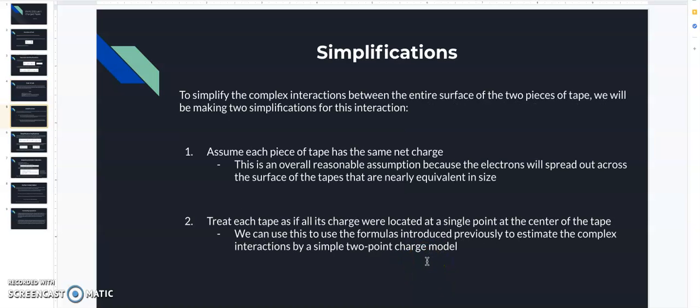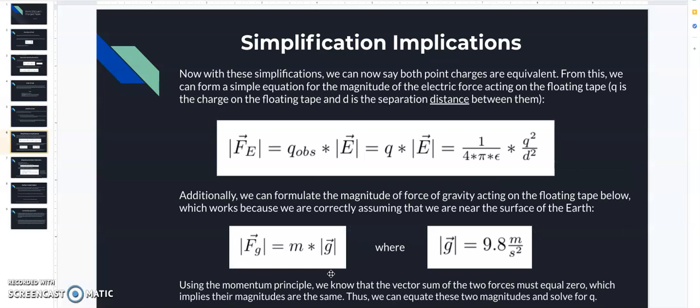Two simplifications can be used to simplify the complex interactions. The first one is to assume each piece of tape has the same net charge, and this is overall reasonable because the electrons will spread out across the surface of the tapes, which are nearly equivalent in size. The second one is that we will be treating each tape as if its charge were located at a single point in the center of the tape, so we're looking at a point model instead. We can use this with the formulas introduced previously to estimate the complex interactions with the simpler two-point charge model. So here are some implications from the simplifications that we're using now.